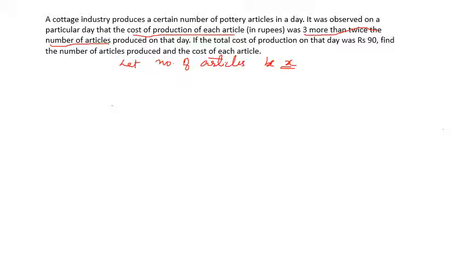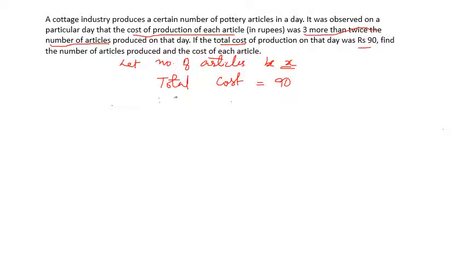If the total cost of production on that day was 90, so we are given total cost of production. Total cost is given as rupees 90. Now we have to find the number of articles produced. So I'm taking it as let the number of articles be x. Then what is the total cost of production for producing x articles? Total cost is equal to 90.